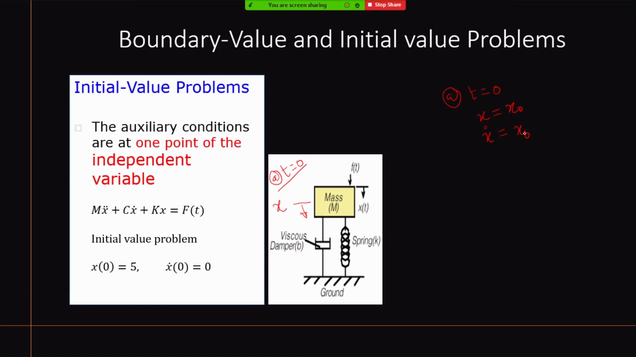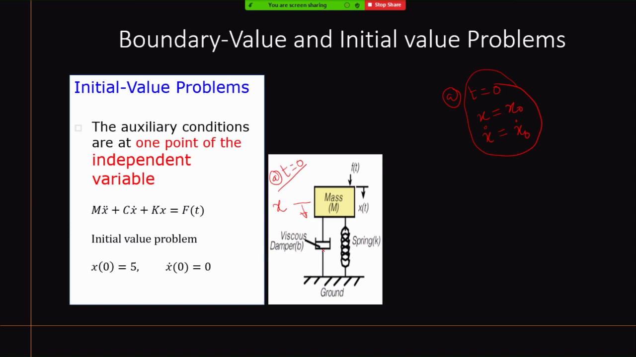So what does a boundary value problem mean? Just take this problem. In this problem, there is no change in the mass, no change in the spring stiffness, and no change in the viscous damping. Only x is varying with respect to time, and that is why time dependent problems are called initial value problems. This is the way it is represented.